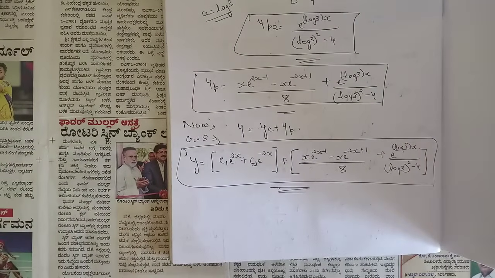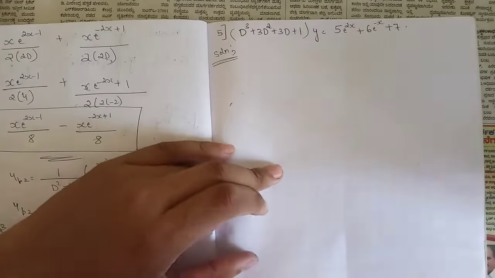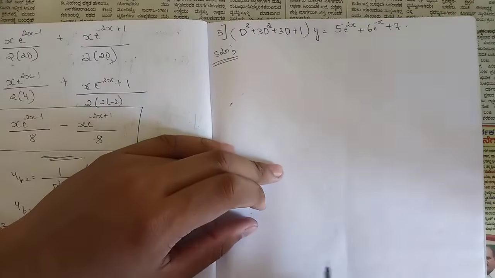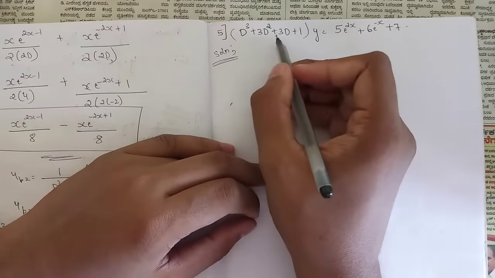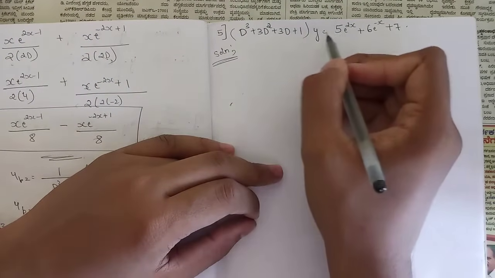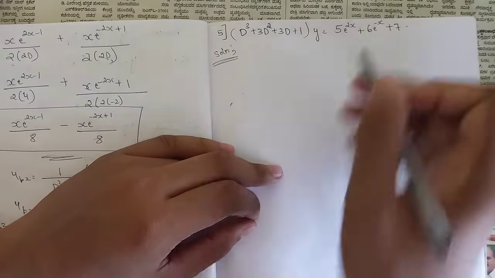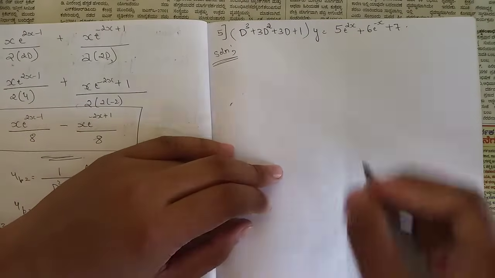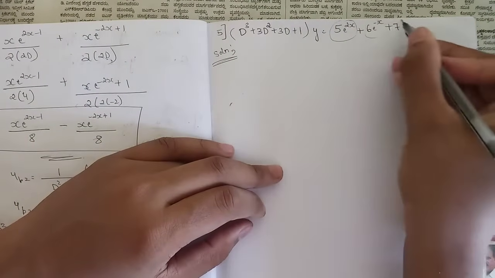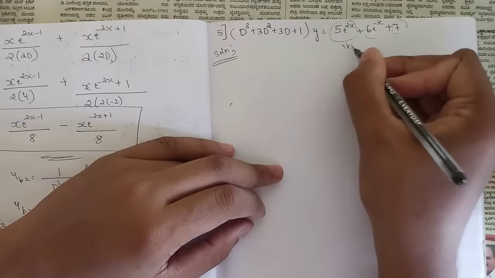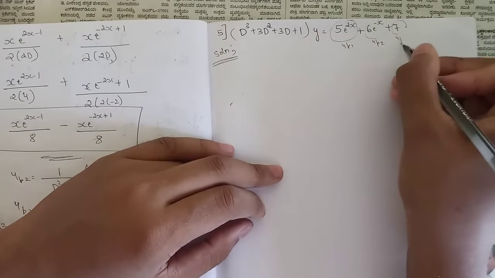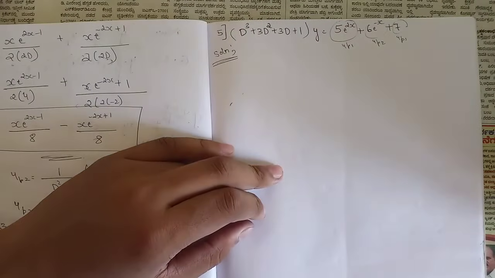Yeah, so we have one more problem. We'll solve that, then we'll wind up this session. So this is the last question of your session. D cube plus 3D square plus 3D plus 1 of y is equal to 5 e power 2x plus 6 e power minus x plus 7. So here also the r of x is split into 3 terms. So we need to find yp1, yp2 and yp3. Then we need to sum this up to find yp.